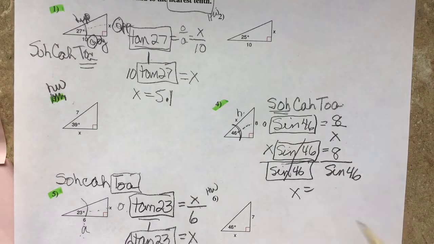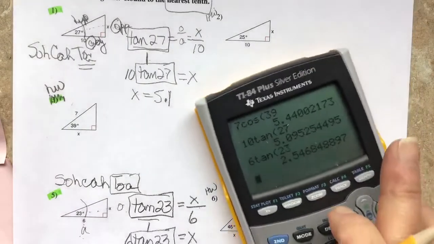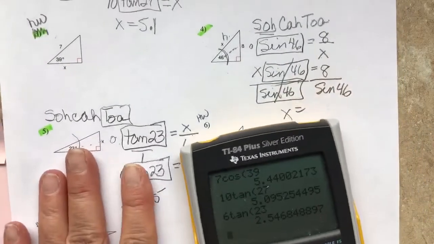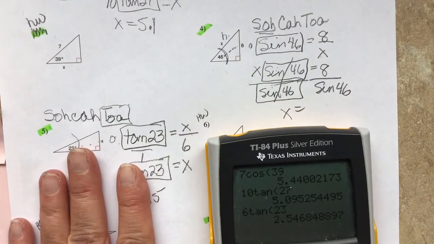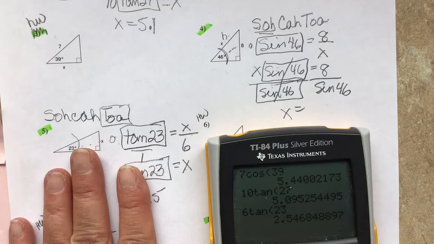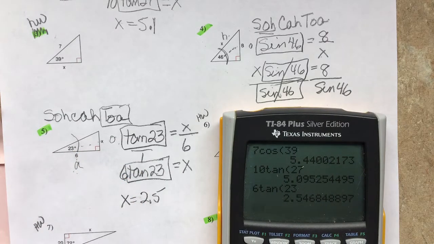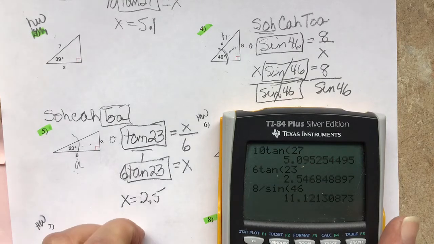so x equals, go to your calculator. I'm going to push up so we can have both of these in the picture. So 8 divided by sine 46. Okay, does everybody see how the parentheses are there? That's how come I put the number in the front. Okay, and hit enter. So my answer should be 11.1.